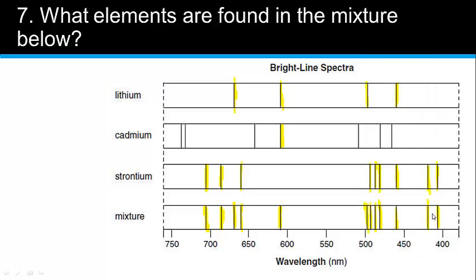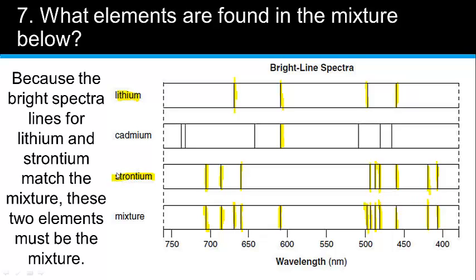So we see that for lithium, I have all of the lines highlighted. For cadmium, I'm missing some of the lines. I do have one of them highlighted, but that's just because it happened to line up with one of the lines in the mixture. That also lines up with the line in lithium. And then for strontium, I also have all of the lines highlighted. Because the bright spectral lines for lithium and strontium match the mixture, these two elements must be present in the mixture. If cadmium was present, then I would see more lines that would correspond to where cadmium absorbs light.